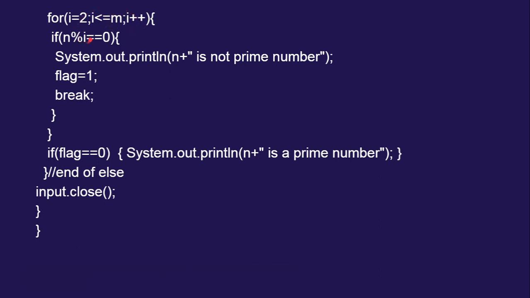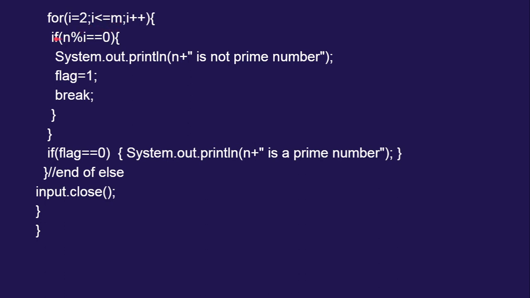This is the for loop, with the initial variable, the condition check and the increment operator. The for loop will start from 2 and increment the value 1 by 1 until the value of m. Suppose I give n is equal to 10, it will check up to 5.